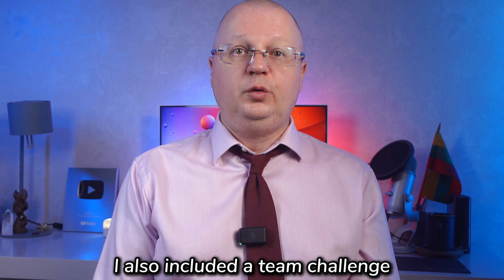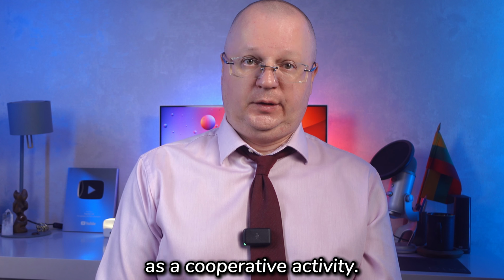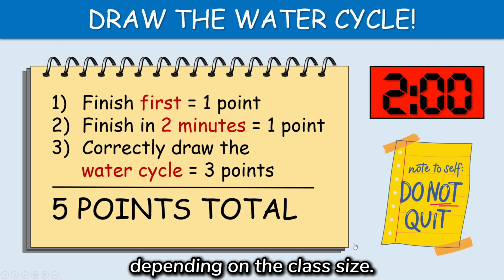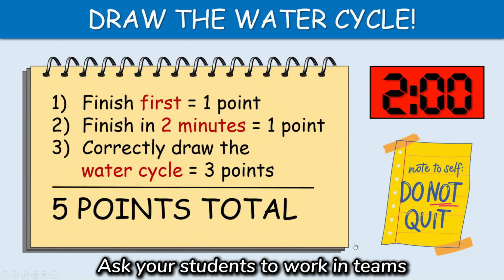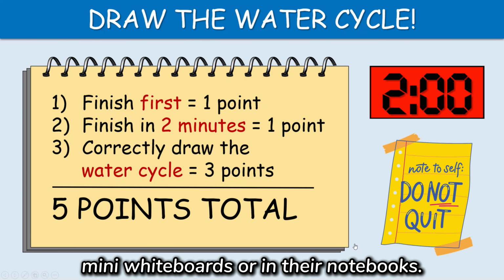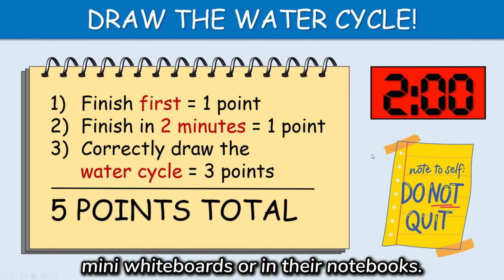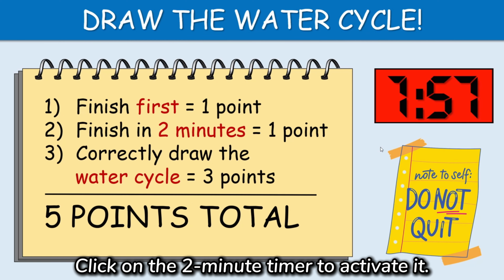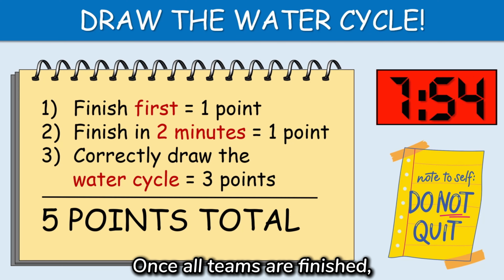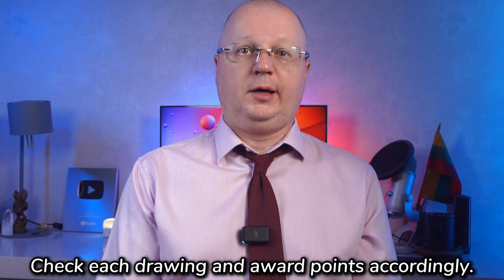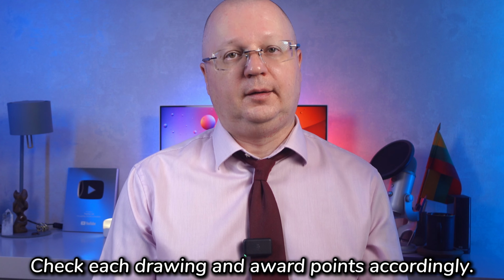I also included a team challenge as a cooperative activity. Split the class into teams of 4 or more, depending on the class size. Ask your students to work in teams to draw the water cycle on mini whiteboards or in their notebooks. Click on the 2-minute timer to activate it. Once all teams are finished, reveal the picture of the water cycle. Check each drawing and award points accordingly.